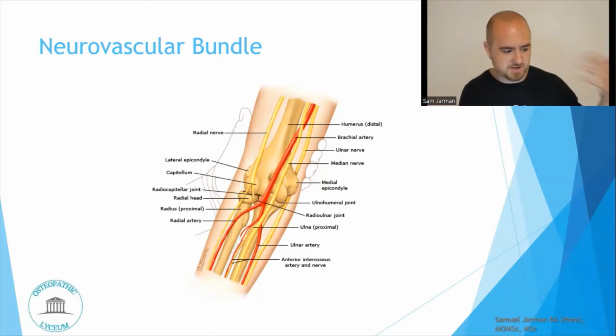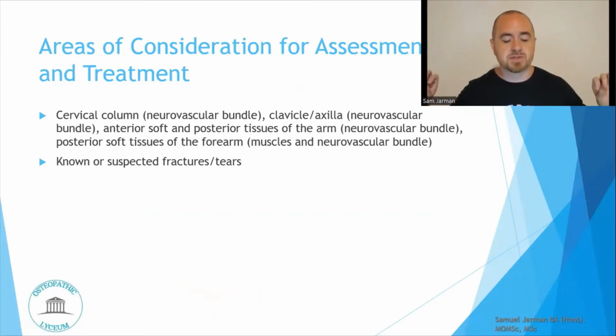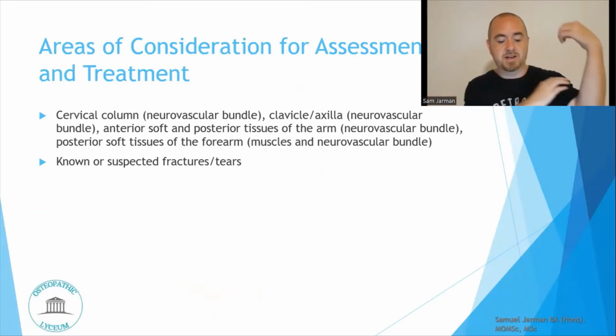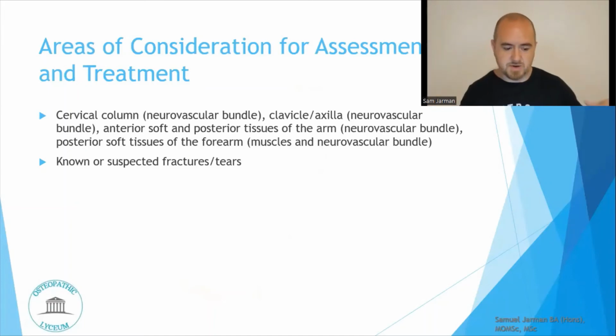And as we'll discuss in the areas to assess and treat, as with anything else with the arm, anywhere you're coming from: neck, clavicle, axilla, and then in this case, anterior and posterior surface of the arm, anterior and posterior surface of the forearm. So as we already noted, based on the neurovascular bundles, you're going to consider the cervical column, the clavicle and the axilla, the anterior soft tissues and the posterior soft tissues of the arm. Again, neurovascular bundles, the posterior soft tissues of the forearm, as well as the anterior soft tissues of the forearm. Even though it doesn't say anterior there, you're going to be considering the anterior surface or soft tissues of the forearm as well.